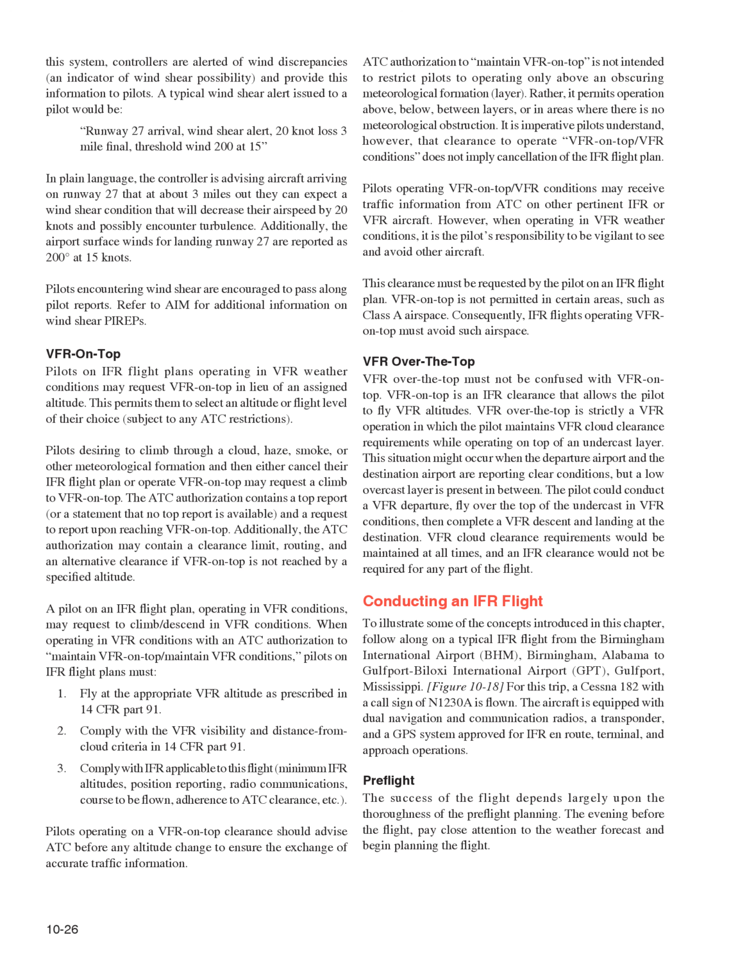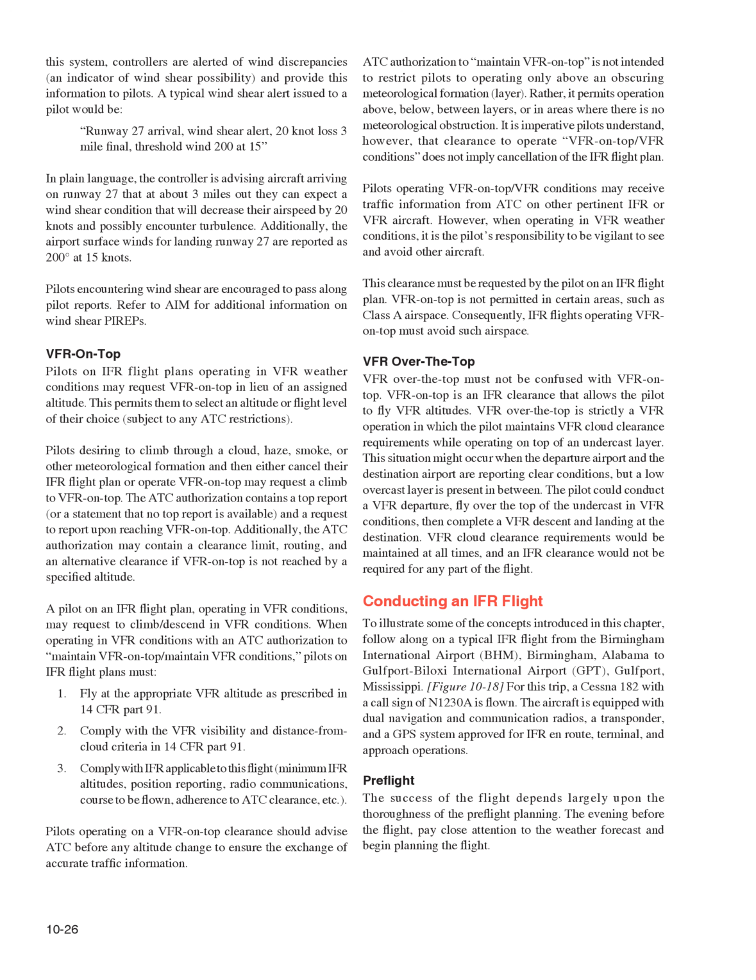The ATC authorization contains a top report, or a statement that no top report is available, and a request to report upon reaching VFR on top. Additionally, the ATC authorization may contain a clearance limit, routing, and an alternative clearance if VFR on top is not reached by a specified altitude. A pilot on an IFR flight plan, operating in VFR conditions, may request to climb/descend in VFR conditions.